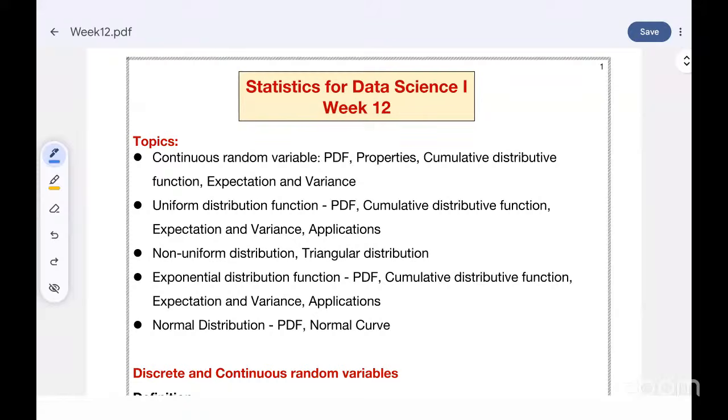In week 12, we are going to look at continuous random variables and a few different types of distributions for continuous random variables. Mainly, we are going to look at the uniform distribution, the triangular distribution, the exponential distribution, and the normal distribution. Okay. So first, let's quickly recall what is a discrete and continuous random variable.